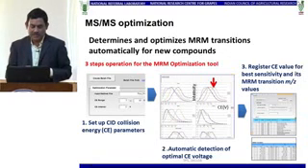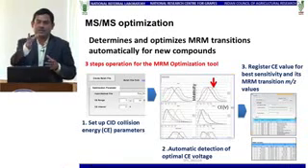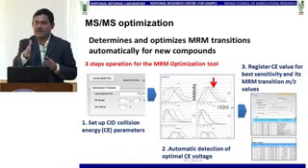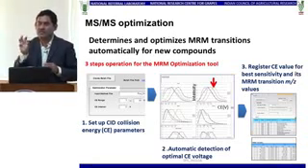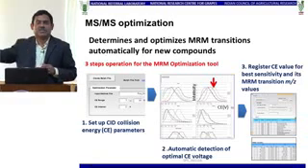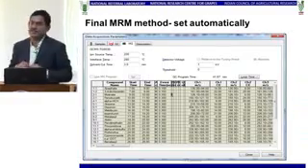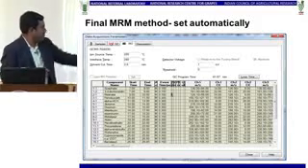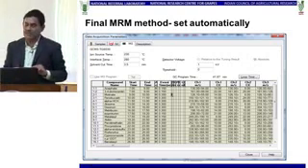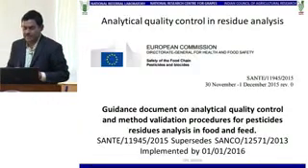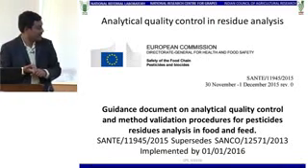these MRM methods. So what they say is that you run that mixture of compounds, you identify the parent ion and the best combination of the parent and daughter ion, and which collision energy provides the best possible response. So this way you come to such a database, that list of the compounds, their start time, end time, and various combinations.